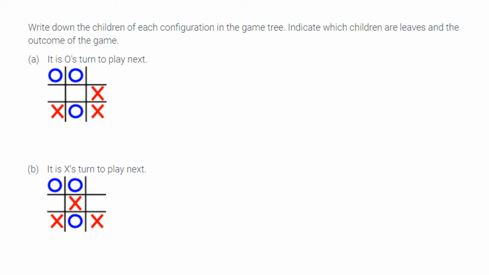So in Zybooks, you have some problems to do where they give you a configuration for tic-tac-toe, and you're supposed to write down the children of each configuration. And then it says indicate which children are leaves and the outcome of the game.